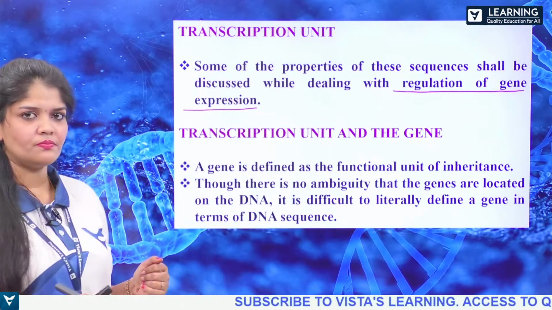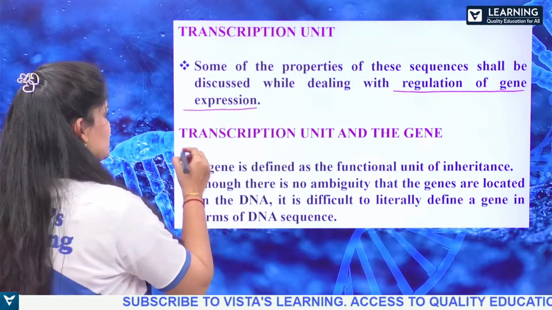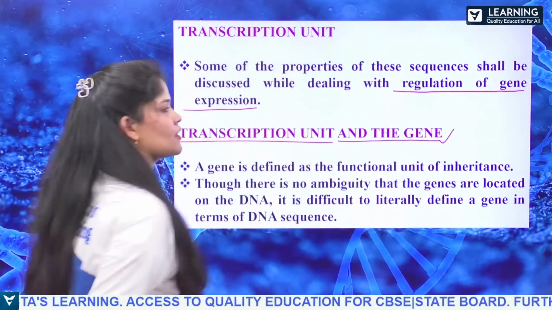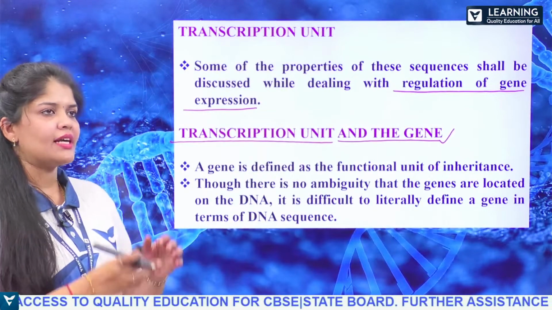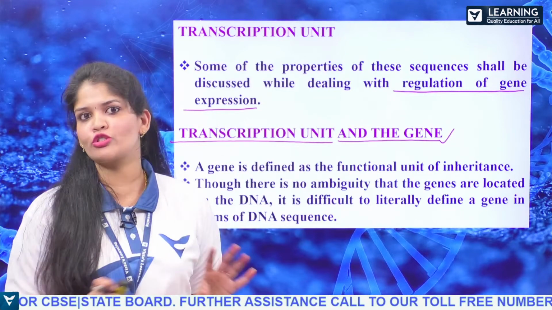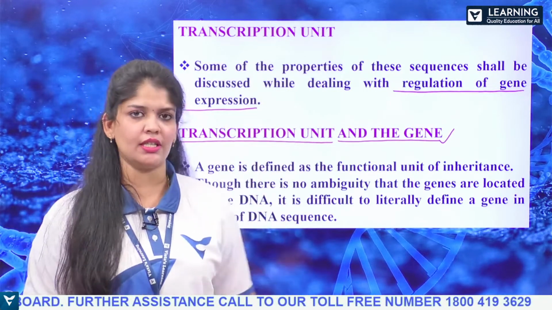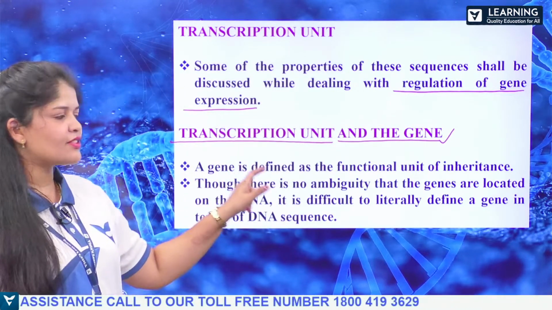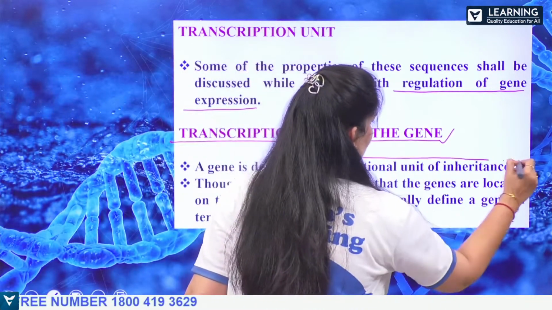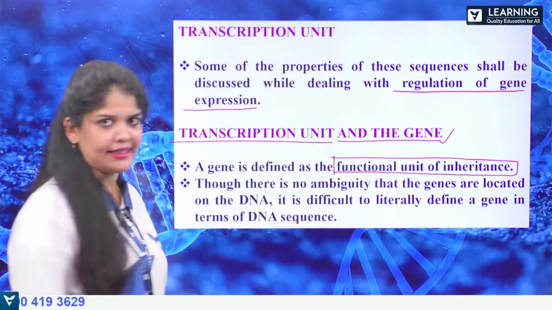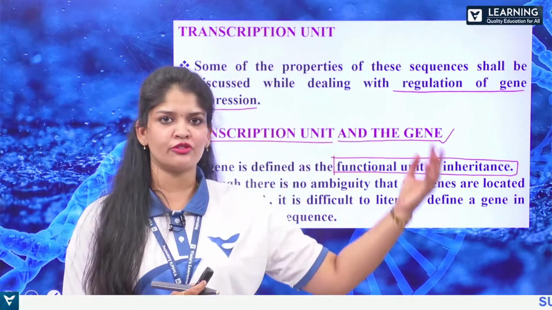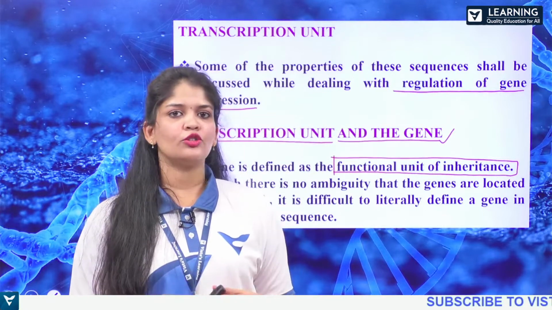Now, let's move forward towards understanding the transcription unit and the gene. We know that the gene will be present on the DNA sequence. That is obvious. There is no doubt about it. Genes will be present in the sequence of the DNA. Let's understand: a gene is defined as a structural, functional unit of inheritance, heredity, whatever the properties that are coming from one generation, the parent generation, to its progeny generation, that is the daughter generation.